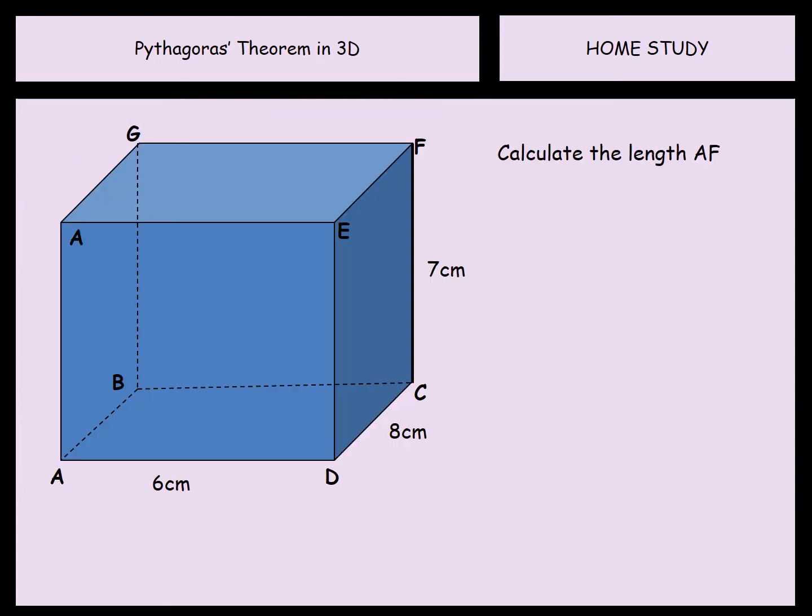If we're going to now start to look at a three-dimensional model, we're thinking, well, how am I going to get some triangles out of this? Let's have a look. The question wants us to calculate the length of A to F. So A to F is all the way up here, from one corner all the way through the 3D shape to the other corner.